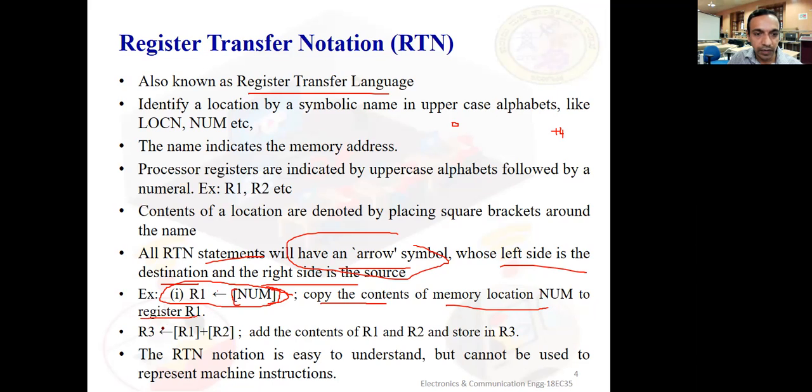Another example is shown here, R3, arrow mark, R1 plus R2. That means add the contents of registers R1 and R2 and store the result in R3. So the arrow mark is an important notation in RTN. The right side is always the source. The left side of that is the destination.